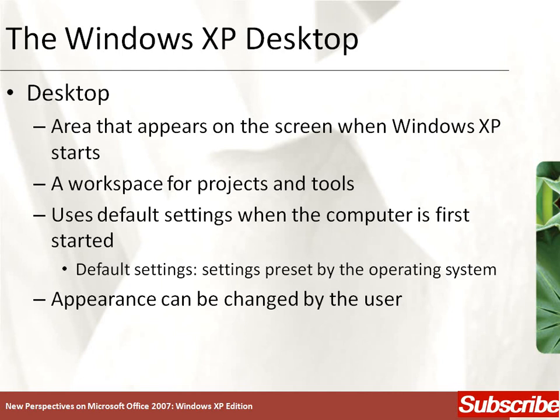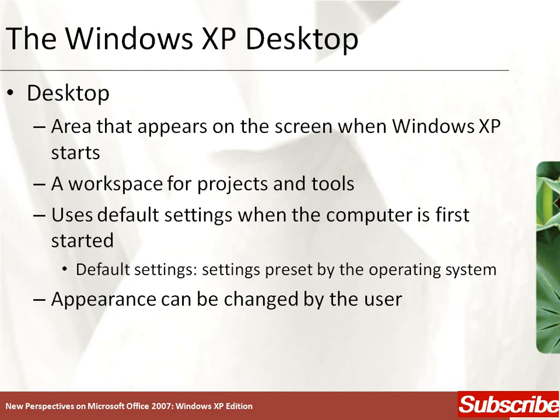The question was a workspace for projects and tools. What does it mean? Desktop is a place. Workspace means a place from where we can run any software. Click on the Start menu. Over there you have all programs. All programs means every program you have installed. When you are satisfied that this program is installed by you, you can run it.